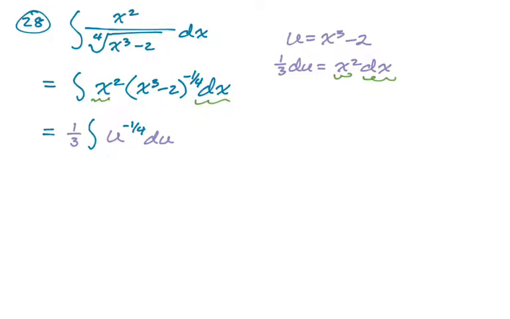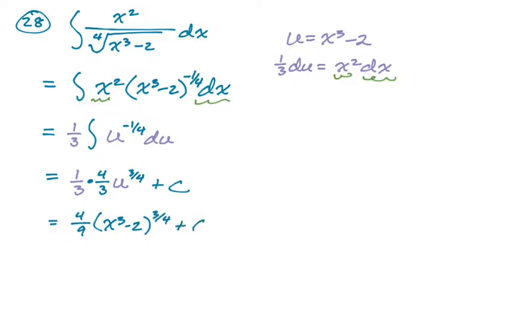So we're going to reverse the power rule, plus 1 times the reciprocal. So negative 1/4 plus 1 is 3/4. So the reciprocal is 4/3. And then u to the 3/4 plus c. So this will give us 4/9. U is x cubed minus 2.